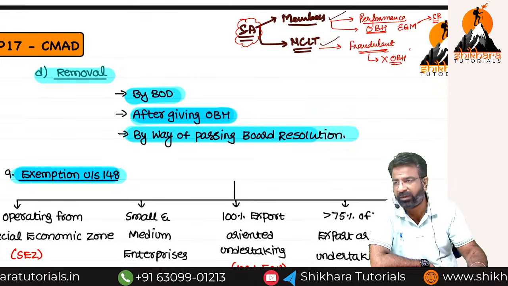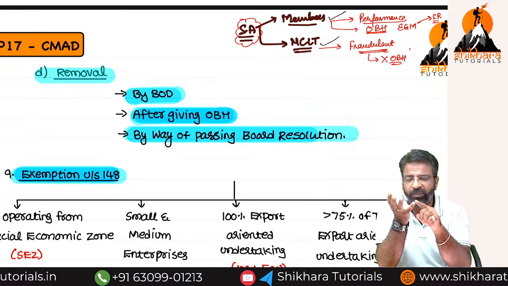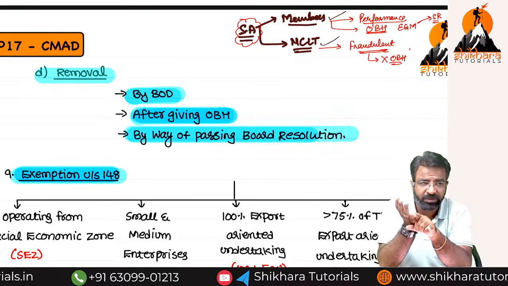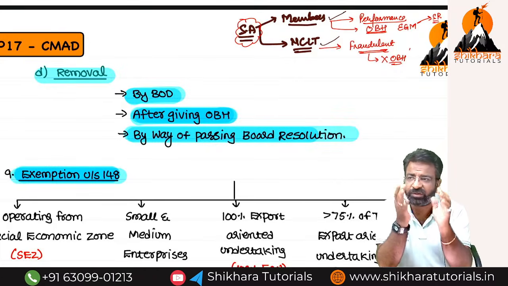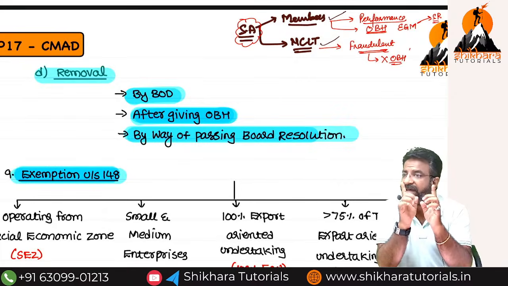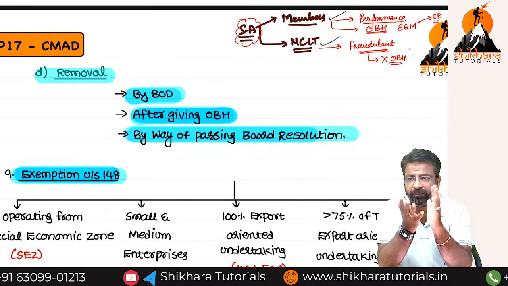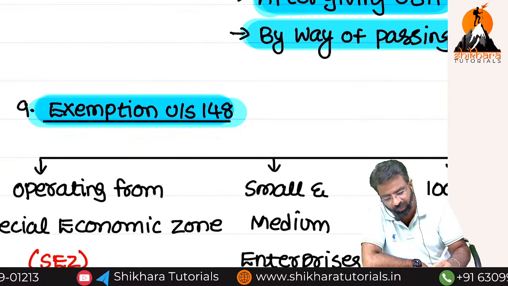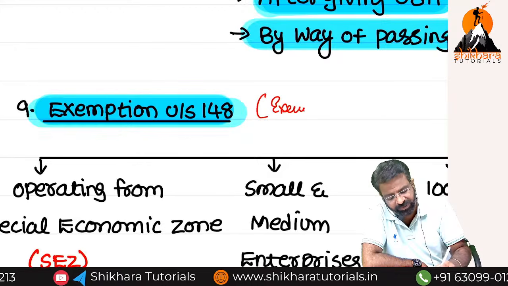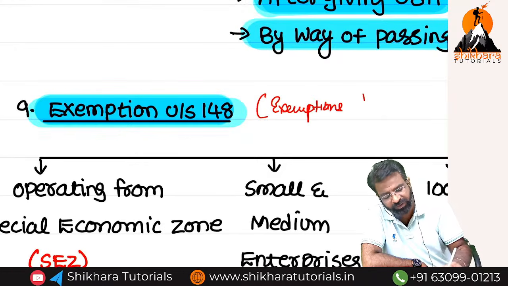Now let's understand the exemption list of what? Section number 148. Tell me one thing. In 148, we may read rule number 3 and 4. Rule 3 was cost records. Rule 4 was cost audit and cost records. Both are not applicable to SME. But now we are not going to talk about cost records. We are only going to talk about exemptions from which audit?